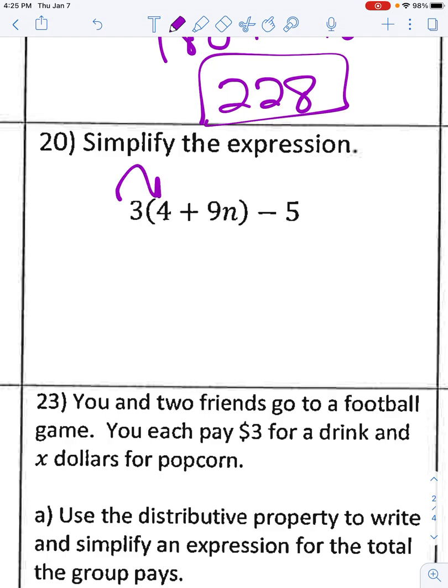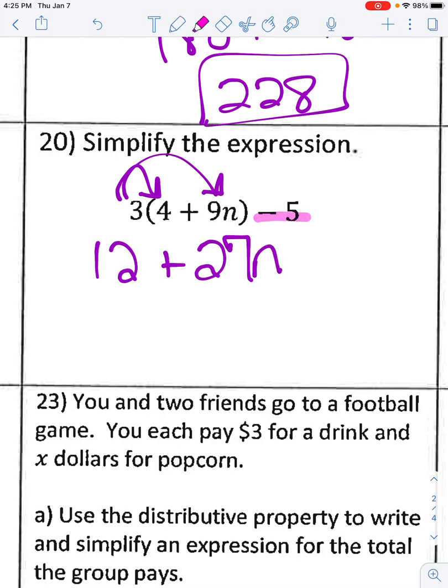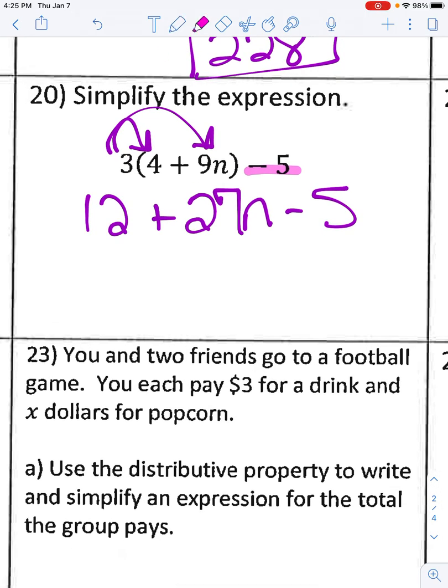20, we want to simplify the expression. We have to distribute first. 3 times 4 is 12. 3 times 9n is 27n's. And bring down what's not inside the parentheses, minus 5.